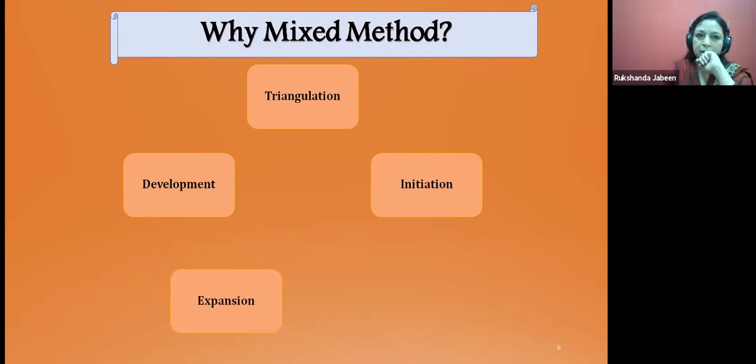Expansion. Seeking to expand, as I said, mixed method provides a broader range of modes of inquiry, and it gives a better understanding at a deeper level and with great depth. So it helps to expand your research.